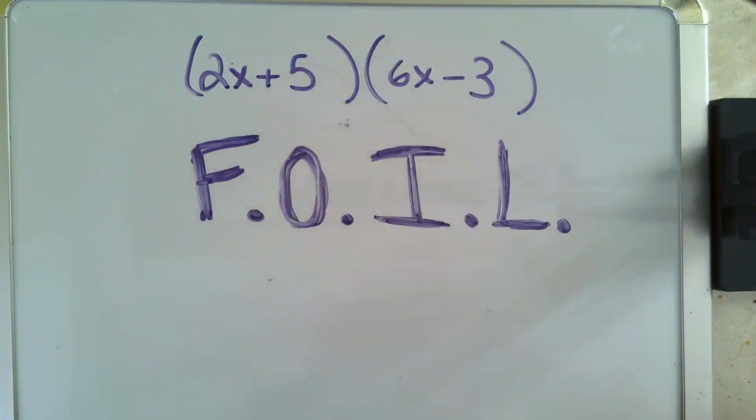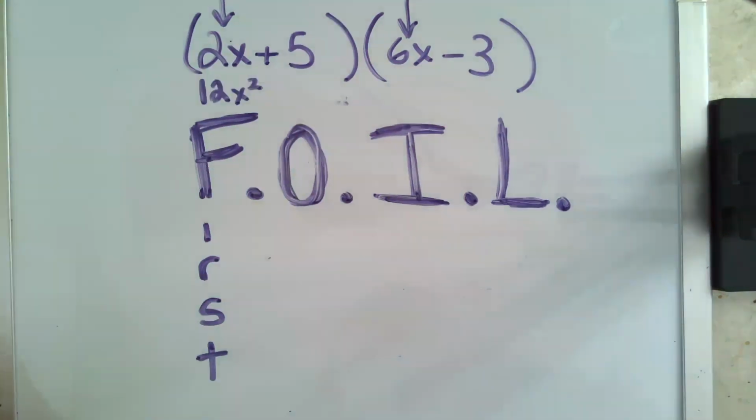And here's what each of these letters stands for. The F in FOIL stands for first, and that refers to the first term in each parentheses. So in this case, first would be the 2x and the 6x. And so that's what you would multiply first, leaving us with 12x squared. 2 times 6 is 12. X times x is x squared.